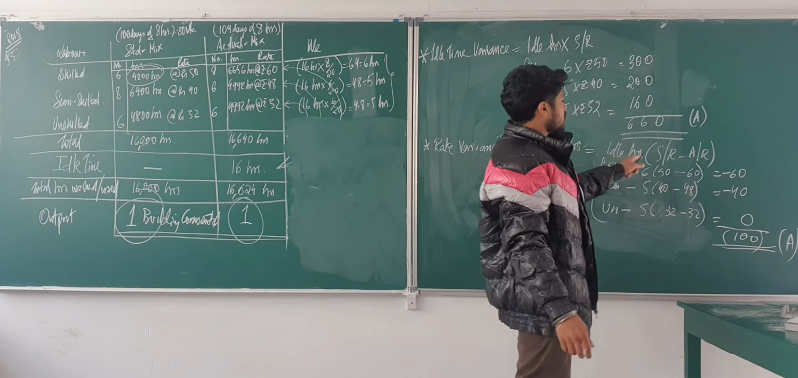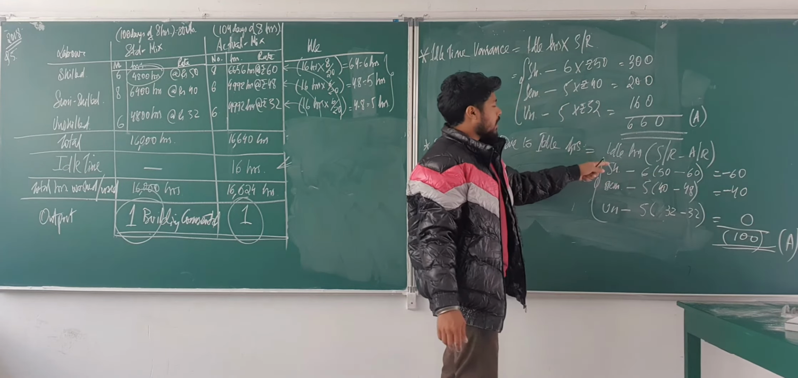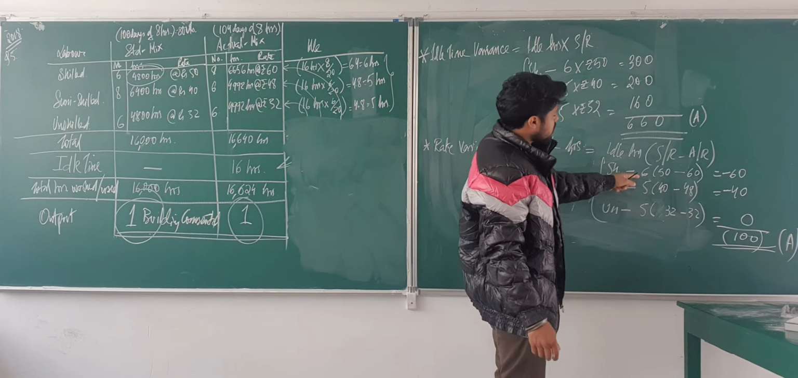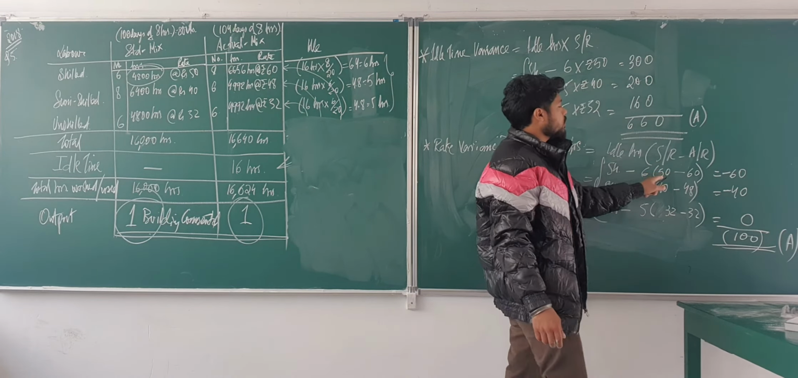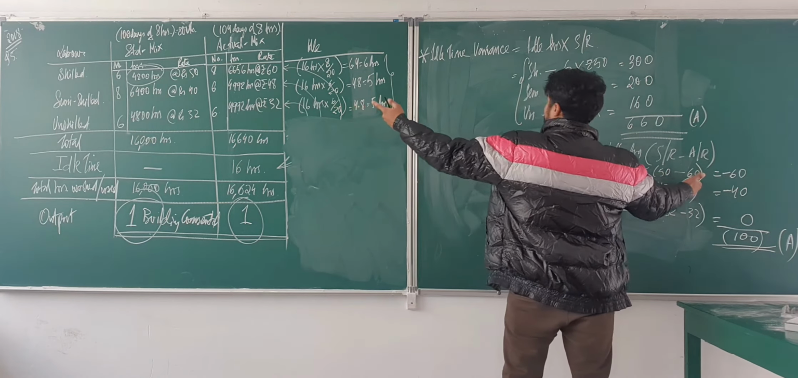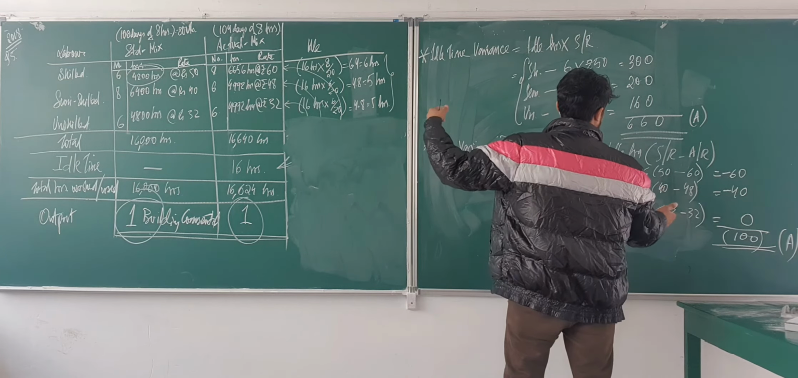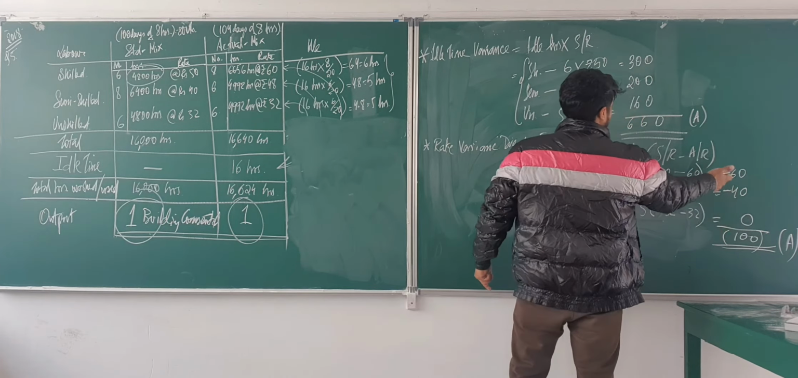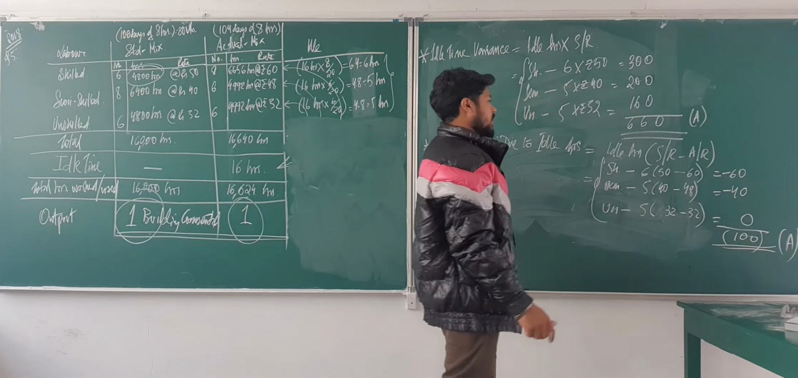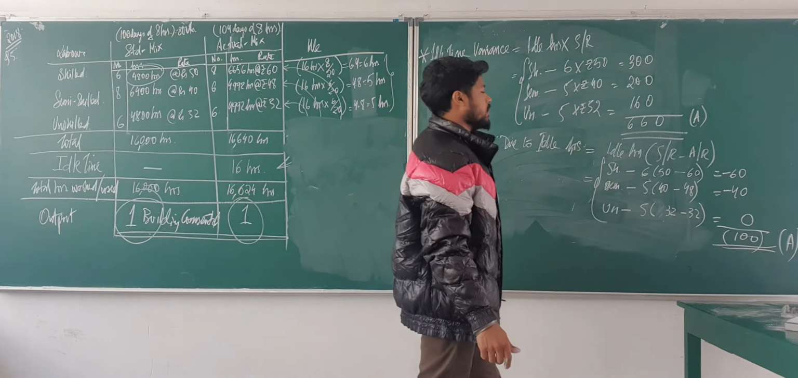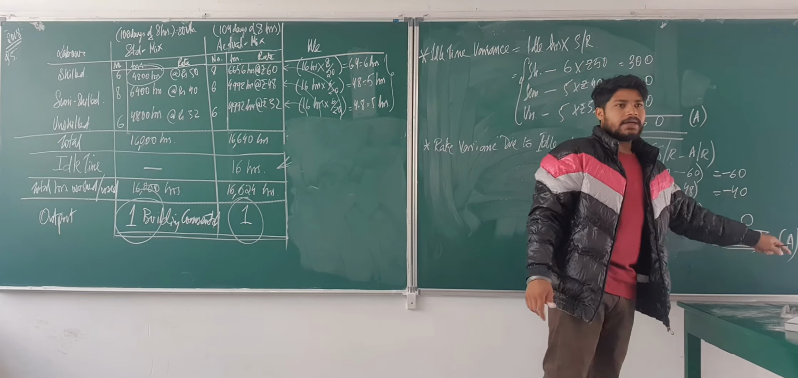Then rate variance due to idle hours. Idle hours into standard rate minus actual rate. So idle hours for skilled, semi-skilled and unskilled is 655. Then bracket, standard rate and actual rate. For skilled it was 50 and then 60, so 50 minus 60. Then 40 and 48. Then 32, 32, this is 0. These two values are negative, so minus 60, minus 40. So total you got here is negative 100. Is it okay? Negative 100, and again adverse.